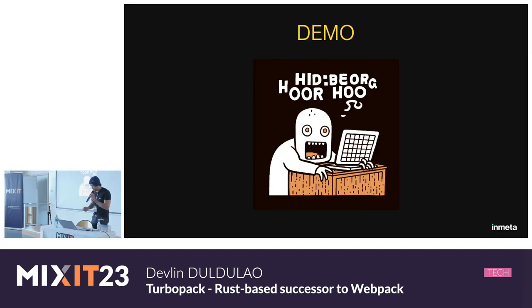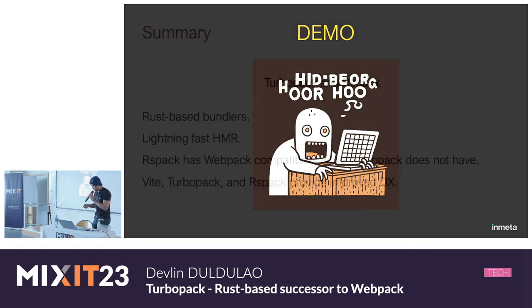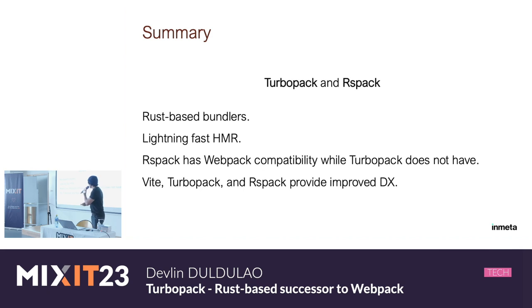Now going back here, we're almost done, but that's good, because we have time for Q&A, question and answer. So I'm just going to summarize these things. Turbopack and RSpack, they're both Rust-based bundlers, lightning, and also have lightning fast HMR. RSpack has Webpack compatibility by default, while Turbopack does not. And what else? Last but not the least, which is one I want you to take away.